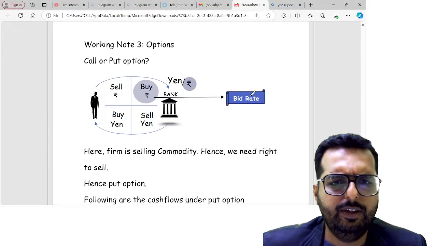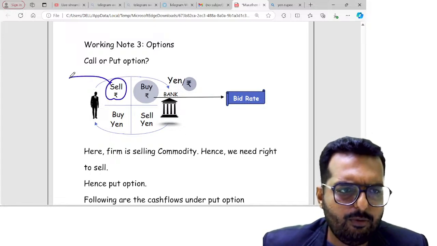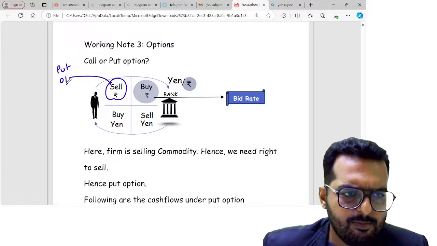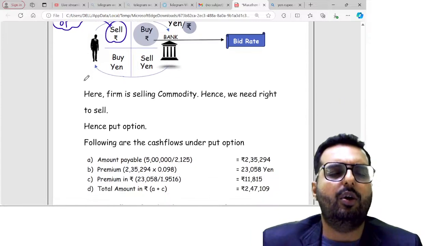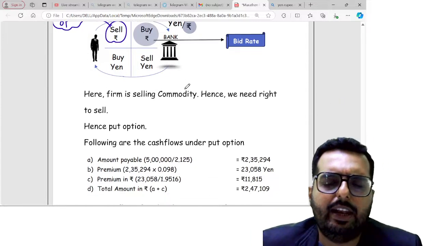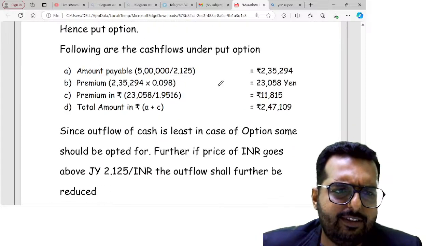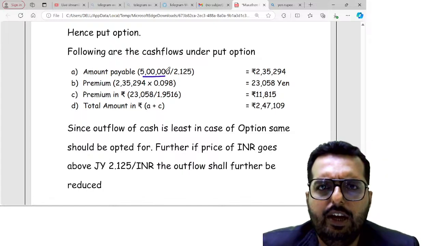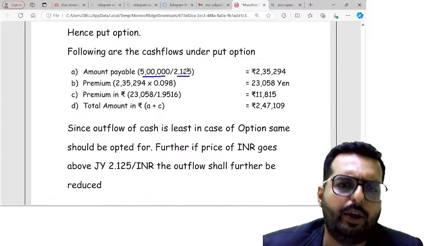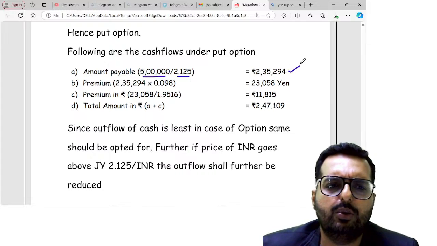So let's come down. Just like we told, it is bid rate. Firm is selling commodity, so it will be what option? It will be the put option. The firm is selling commodity, hence we need the right to sell. Now let's check. What is the amount payable over here? 5 lakh yen. What is the exercise price? 2.125. So what will be the rupee payable over here?